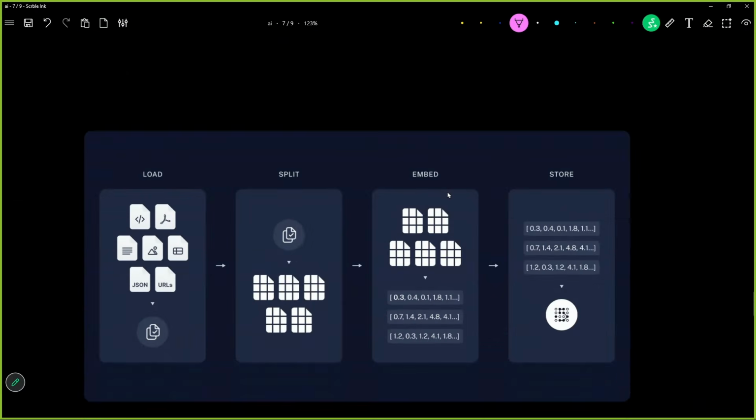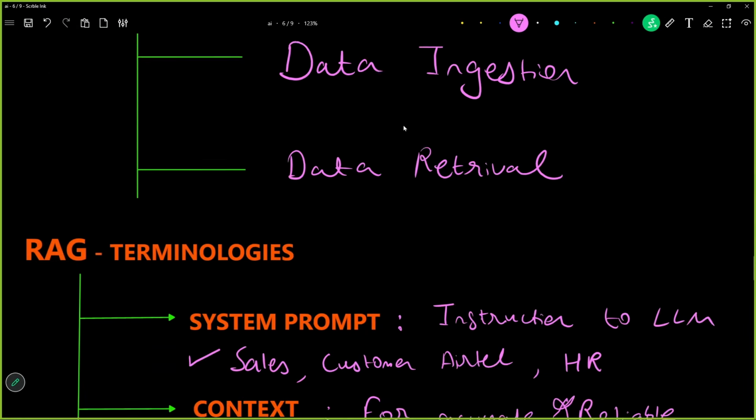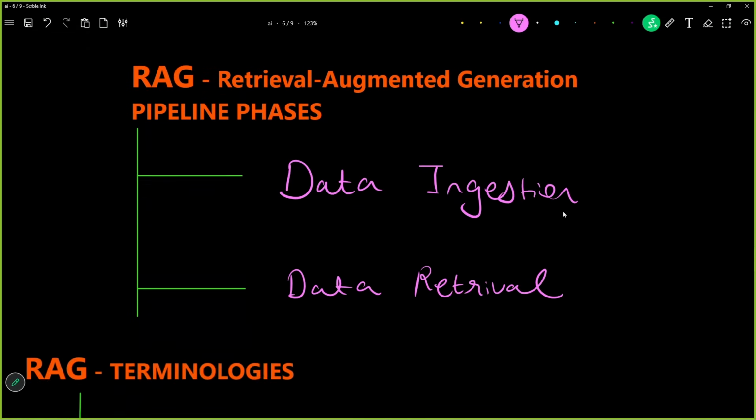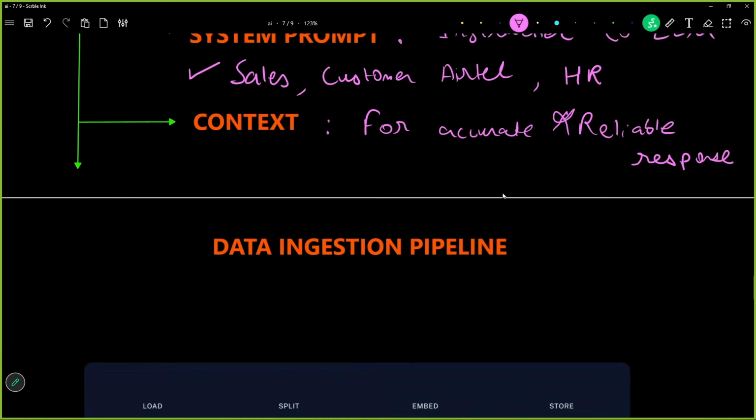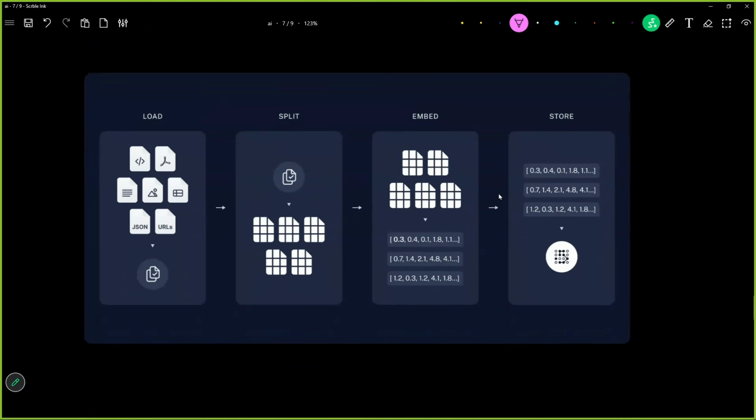And now let us talk about the data ingestion pipeline. There are two particular phases in RAG. First one is data ingestion and second one is data retrieval. So let us go and talk about it. Data ingestion pipeline. There are 4 steps to this data ingestion pipeline. The very first is load the data. Okay. Second one is cut the data into pieces. Third is convert this data into numbers.